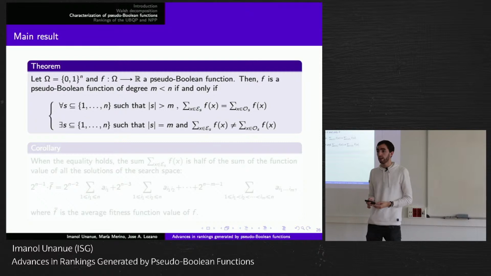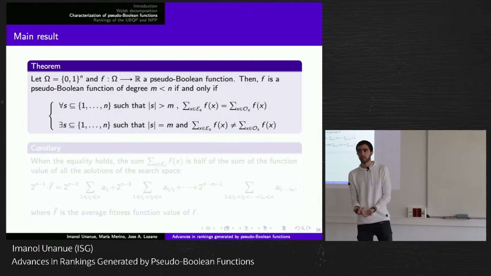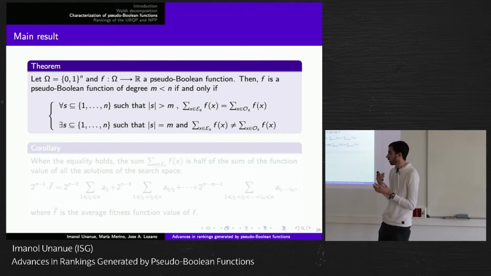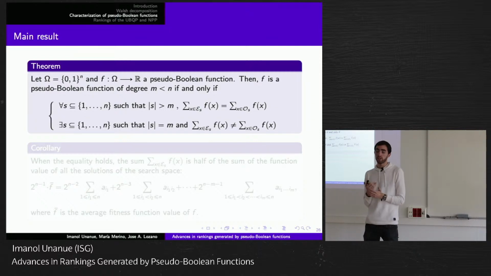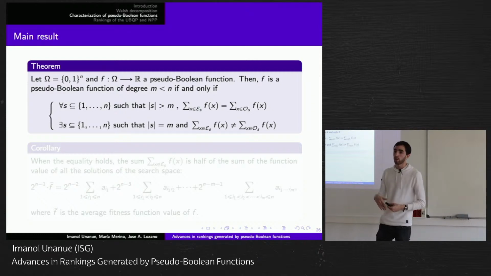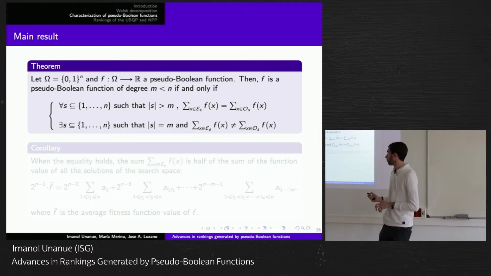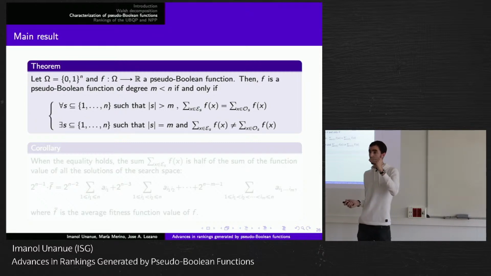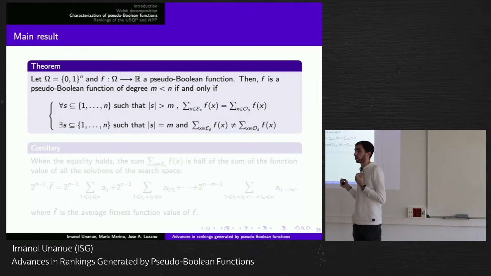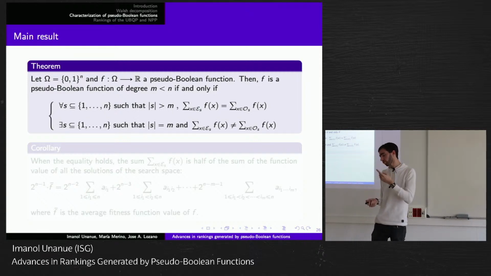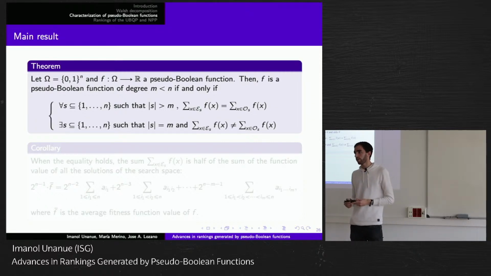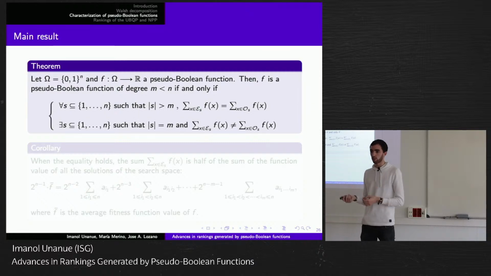This lemma allows us to present a characterization of pseudo-Boolean functions. So we can calculate the degree of a pseudo-Boolean function according to whether the quantities of even and odd solutions are the same or not. That is to say, if we have a pseudo-Boolean function of degree m, for any subset of binary variables with more than m elements, the equality must be kept, whereas there exists at least one set of binary variables of cardinality m for which the equality is not fulfilled.